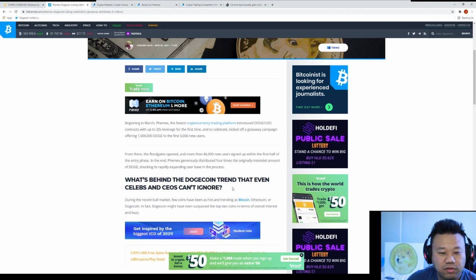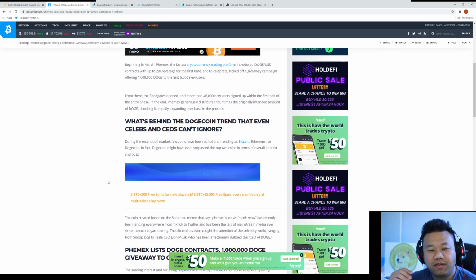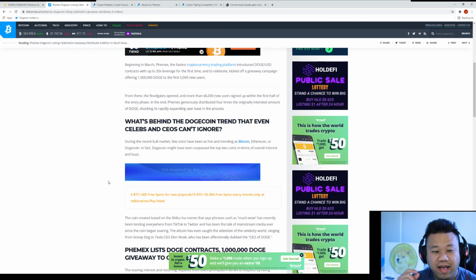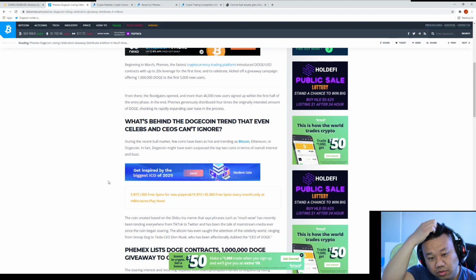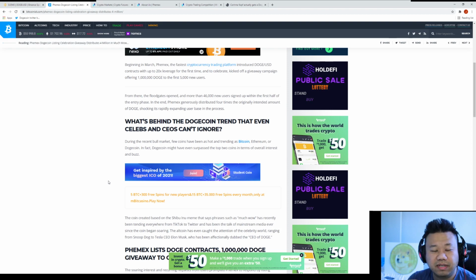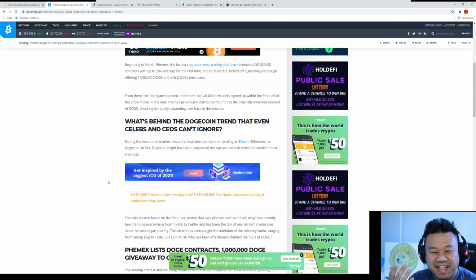Let's see, what's behind a Dogecoin trend that even celebs and CEOs can't ignore? During the recent bull market, few coins have been as hot and trending as Bitcoin, Ethereum, or Dogecoin. In fact, Dogecoin might have even surpassed the top two coins in terms of overall interest and buzz. Honestly, I would agree. I was never a cryptocurrency person. I was never into Bitcoin or Ethereum. I knew about them, but I never really cared about them. I heard Dogecoin, and oh boy, it just personally sucked me in, and I had to invest in it. It's a meme. I love it. Do good only every day. I mean, you know what, people? I just say I love Dogecoin. I'll leave it at that. I can't get over it.